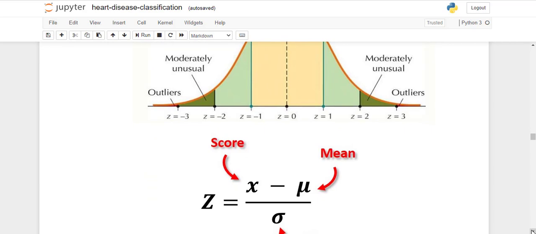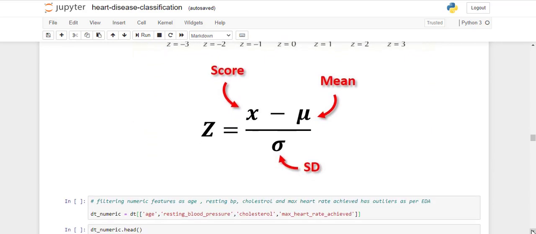So for calculating the Z score, what we do is take the value, subtract the mean, and divide by the standard deviation. So we'll get the Z score. Based on that, we have to filter our data by fixing the threshold to 3. Okay.